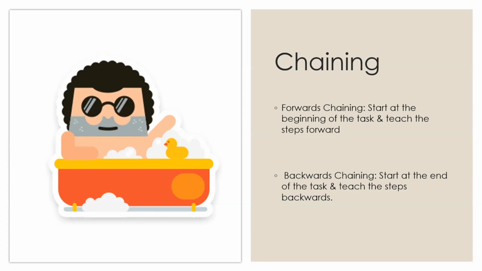Okay, so backward chaining means that I start at the end of the task and I teach the steps backwards. So what's the end of taking a bath? Well, it's getting out of the tub, maybe, right? Or it could be considered getting my clothes back on, putting on clean clothes now. It could be one or the other. So there are different reasons why you might forward chain, meaning start at the very beginning and teach the task in that sequence, or backward chain.